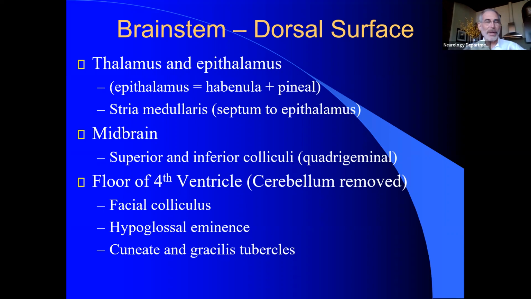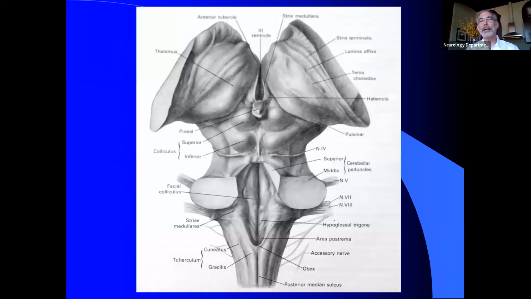And then if you don't take away the cerebellum, all you're going to see is the cerebellum. But assuming that you remove the cerebellum, then you look into the floor of the fourth ventricle, where we will see the facial colliculus that Juan Solano and I were discussing at a localization session we had, as well as the hypoglossal eminence and the tubercles of the cuneate and gracilis nuclei.